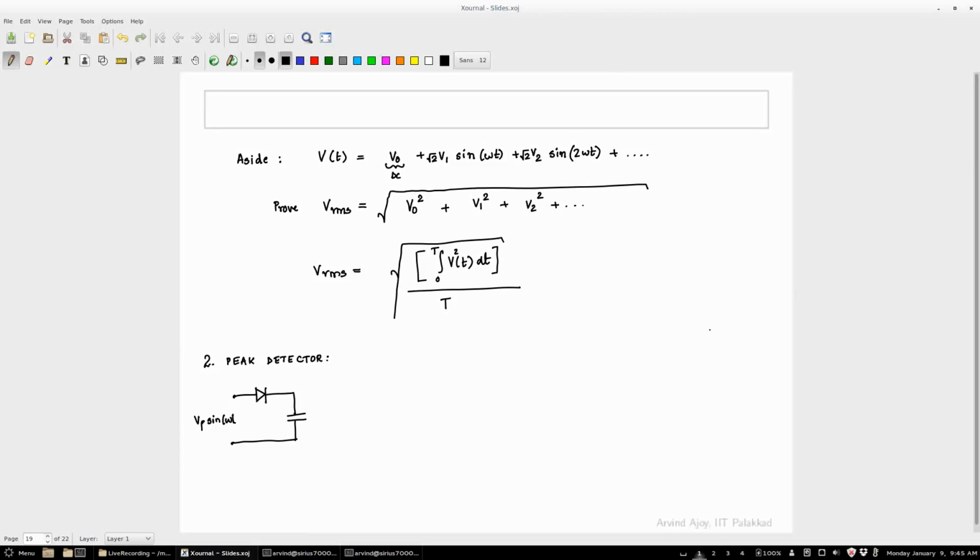Okay, so the peak detector, let's see. I'll draw the circuit and then we'll analyze, and then you'll get a feel for how this works. Let's take this, okay, and let me feed in Vp sin omega t here, the positive and the negative terminal, and say that I am interested in the voltage across the capacitor.